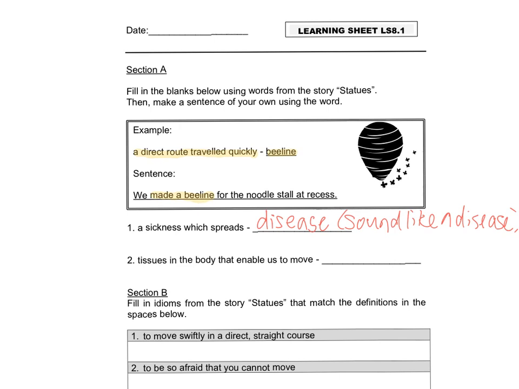Okay, so anyway, we can make a sentence using disease. So an example would be, cancer is a terrible disease.